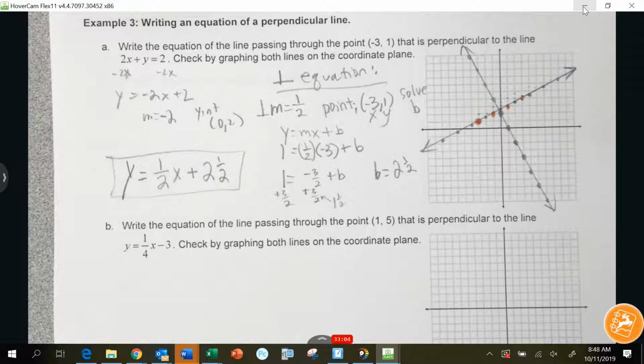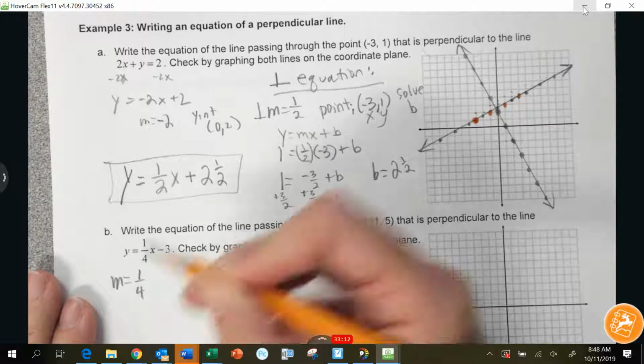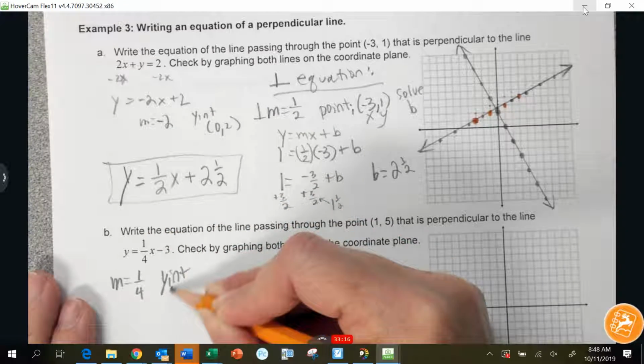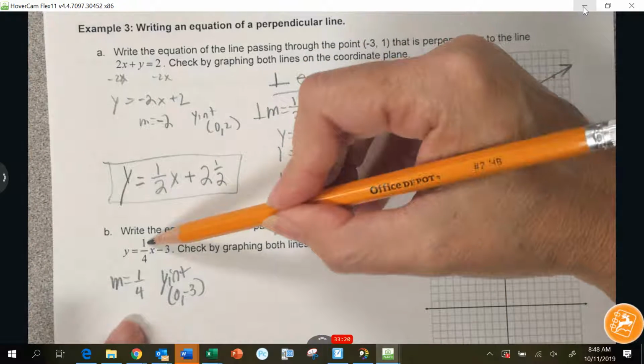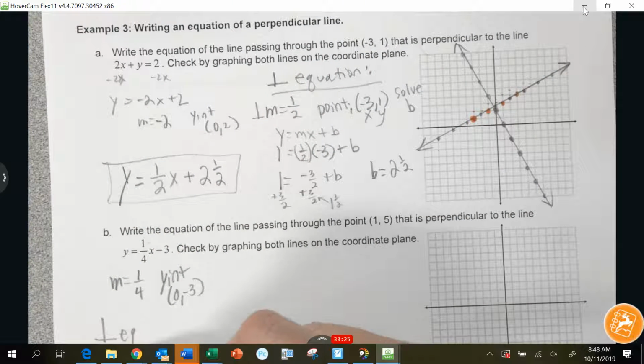Okay, how about this one? Write the equation of the line passing through point 1, 5 that is perpendicular to the line y equals 1/4 x minus 3. I'm going to actually just do the algebra this time, okay? For real this time. So if I'm looking at the original line, my slope is 1/4. We need the perpendicular equation. So I have a perpendicular slope.